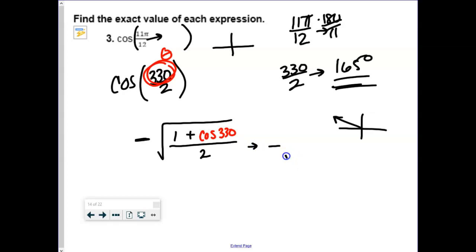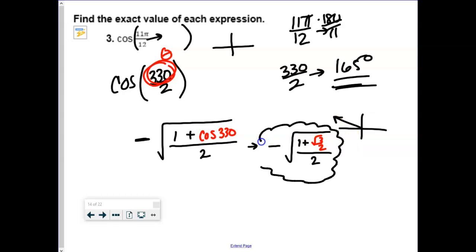So keep the negative in front. I got 1 plus, what is the cosine at 330? Yeah, that's positive square root of 3 over 2. And then all of that is divided by 2, all of that within the radical. And your math teacher says, please stop here. We've got a radical within a radical with denominators within denominators. Like, no thanks. I'm not messing with that, guys.